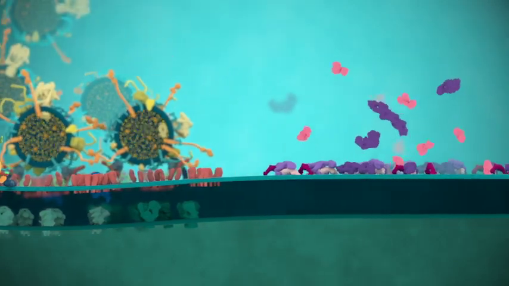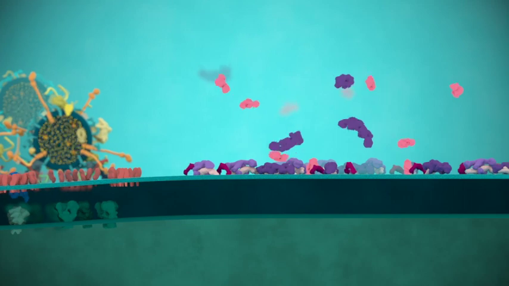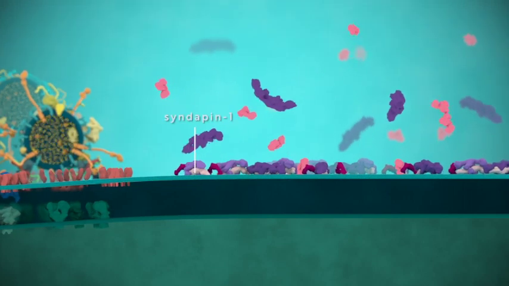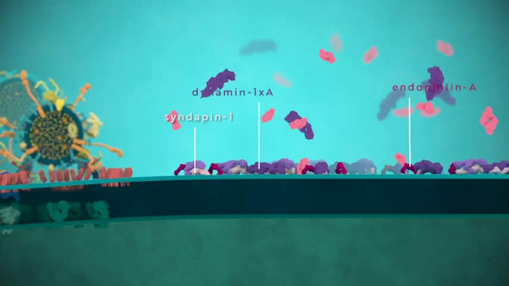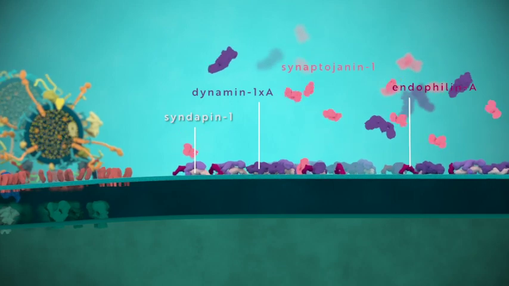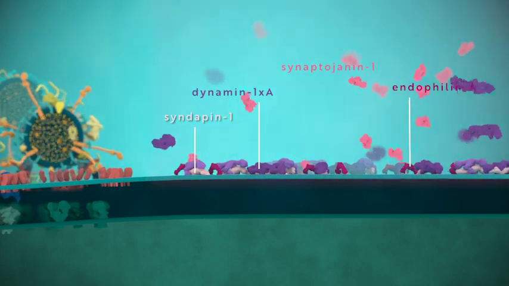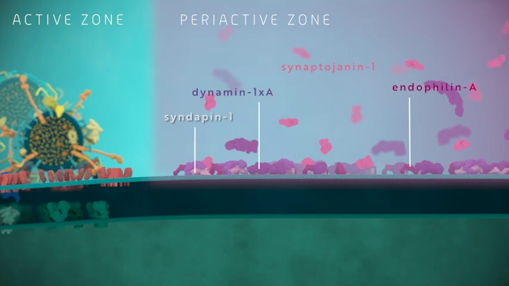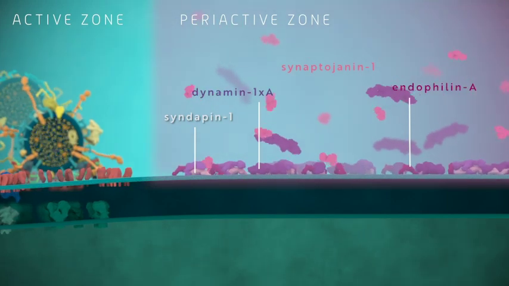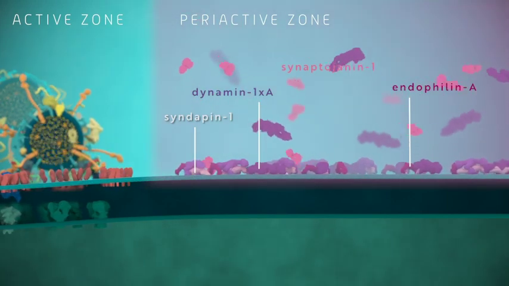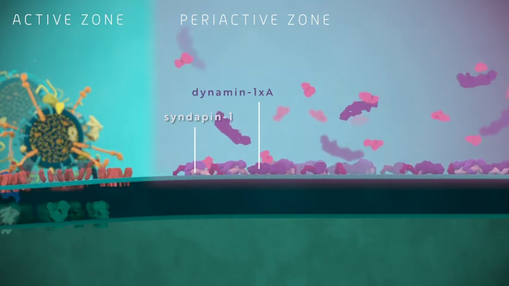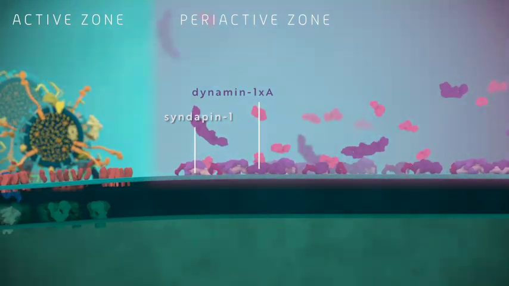Unlike clathrin-mediated endocytosis, endocytic proteins such as syntenin-1, dynamin-1xA, endophilin A, and synaptojanin-1 are phase-separated and pre-accumulated at the plasma membrane on the lateral edge of the active zone, or periactive zone, marking where ultrafast endocytosis takes place. This pre-accumulation is organized by syntenin-1 and dynamin-1xA and is necessary to accelerate the endocytic reaction.